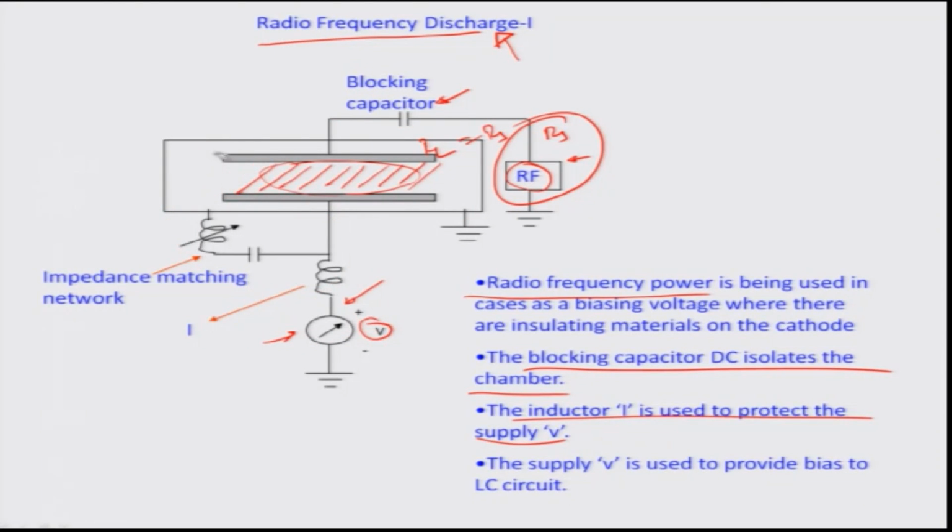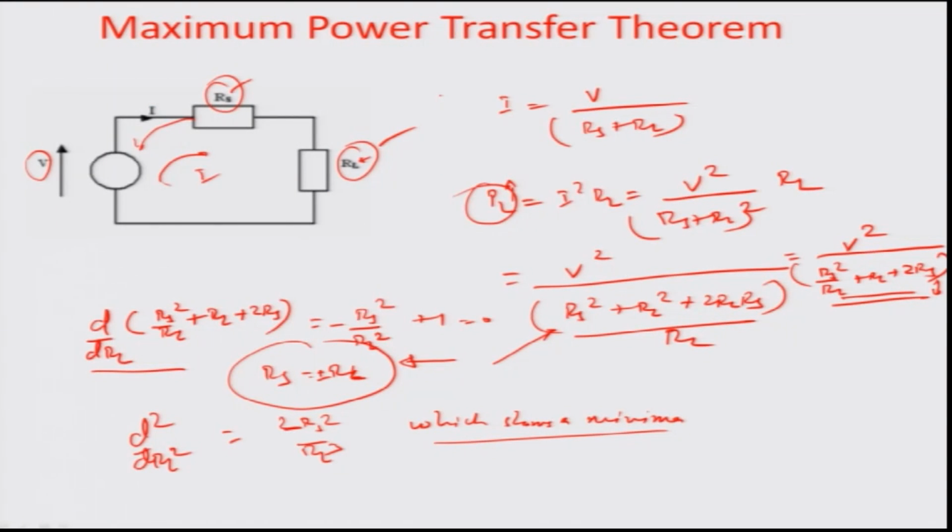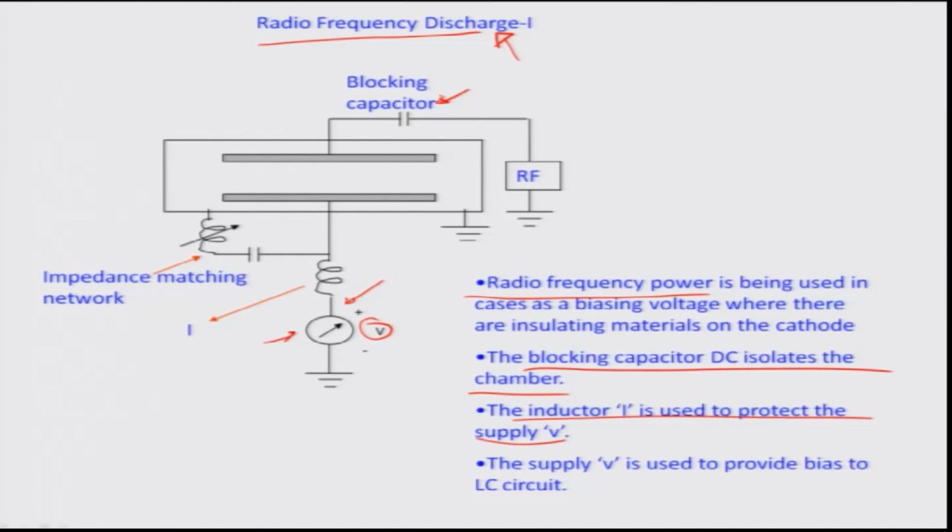I am just going to rub off all these different lines to avoid any confusion. So, that is how you can think of the reason for having an impedance matching network.